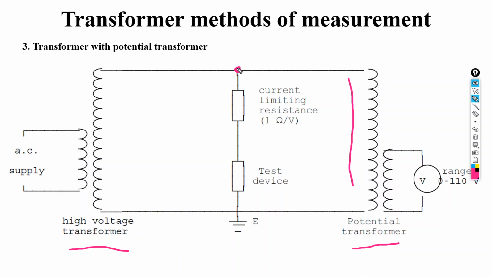This is connected to the high voltage side, and the secondary side of your potential transformer is the low voltage side, which is generally the 110 volt side. This 110 volt can be easily measured with the help of your laboratory voltmeter. So we can connect a laboratory voltmeter to measure the voltage, and based upon the ratio of your potential transformer, we can determine the voltage at this high voltage side. So this is again a general method used for the measurement of high voltage.